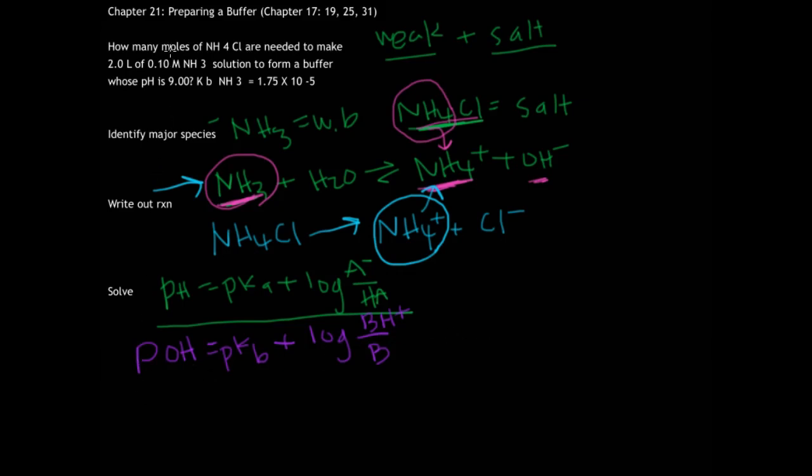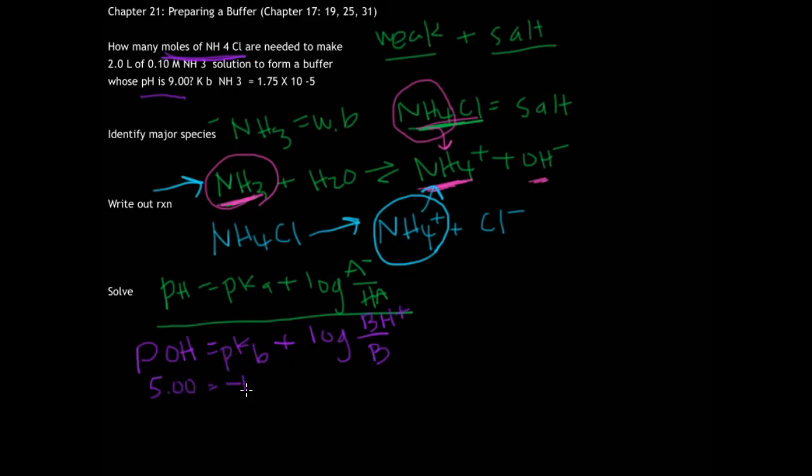So I want to know the moles of ammonium chloride needed, okay? And I know what the pH of the system is. It's 9. This should make sense. There's a base in there, okay? So it's a pH of 9. So what is the pOH? Well, it's 14 minus 9, so that's 5. Is that right? 5.00 equals pKb.